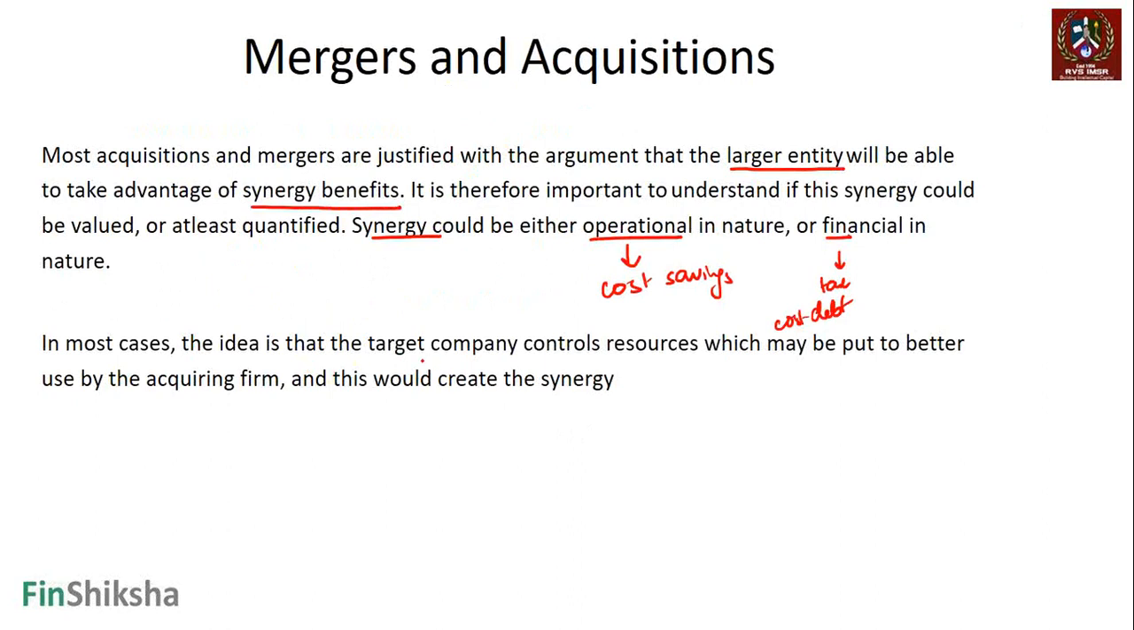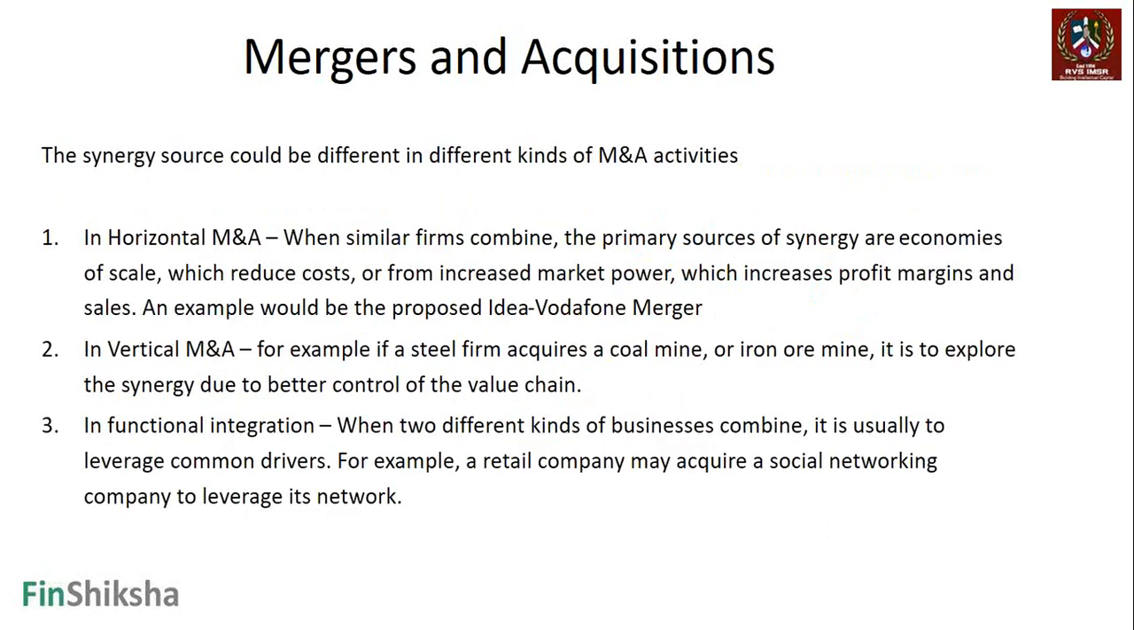In most cases, the idea is that the target company has some kind of resources which may be put to better use by the acquiring firm, and this would create the synergy. The idea of the synergy is coming from the fact that the target company is essentially in control of a certain set of resources which it is not able to utilize better today, but probably when the combined company comes together, these resources would start getting utilized better. Now, what could these synergy sources be?